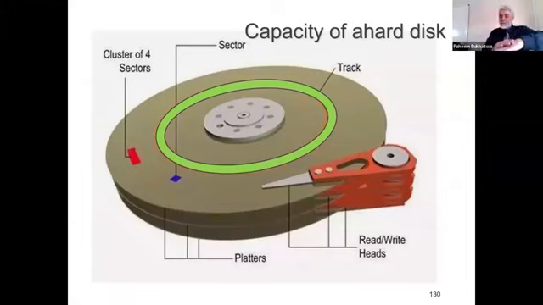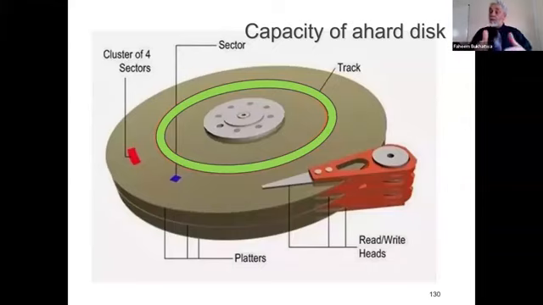That's on one surface. Then you need to see how many surfaces there are and multiply by the number of surfaces. In this particular example, there are 3 disks, which means they have 6 surfaces. That means 6 surfaces multiplied by 100,000, and that's 600,000. So that's the total capacity this disk can store.